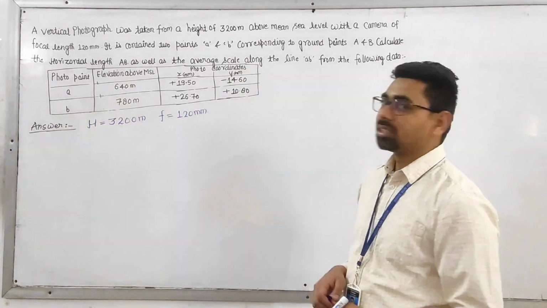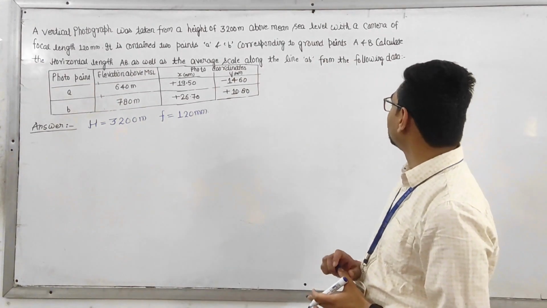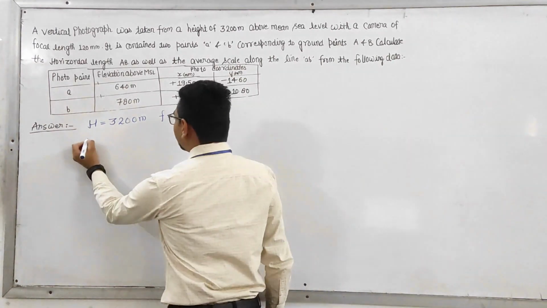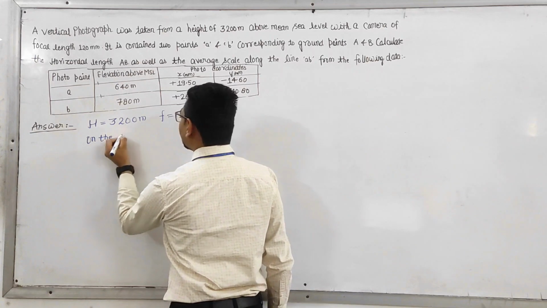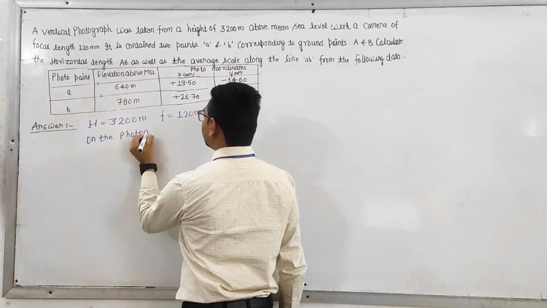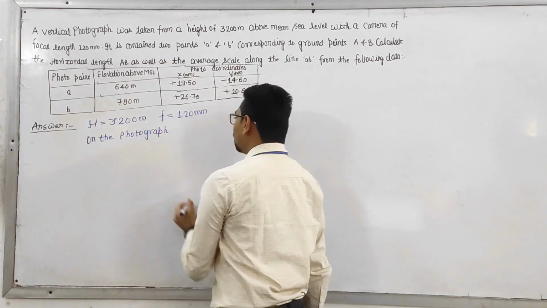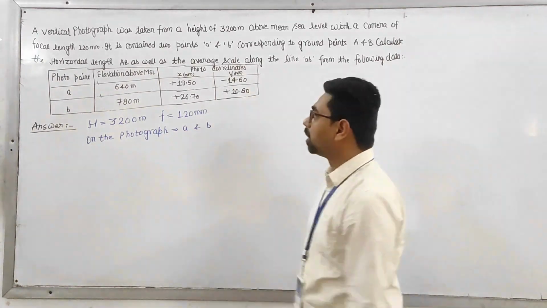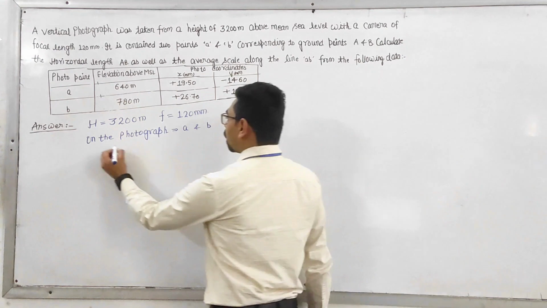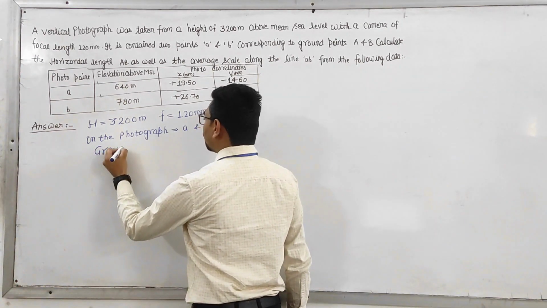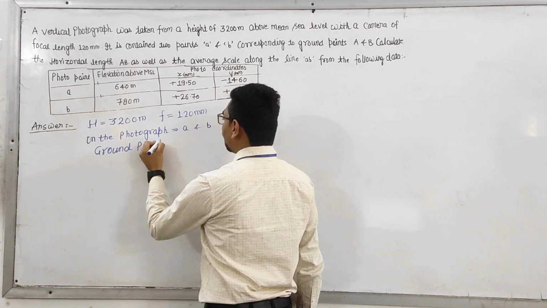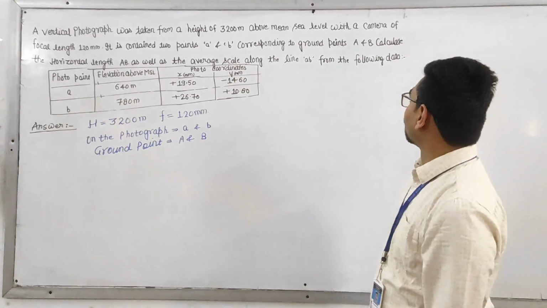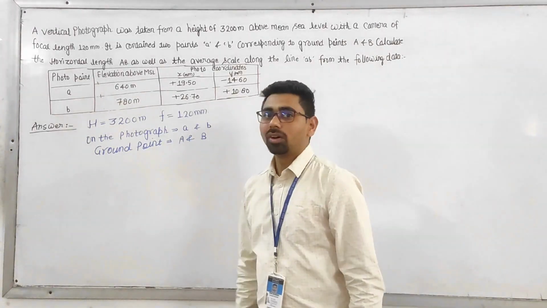It contains 2 points A and B corresponding to ground points capital A and capital B. It means on the photograph, points are small a and small b, corresponding to the ground points, capital A and capital B. Calculate the horizontal length AB.